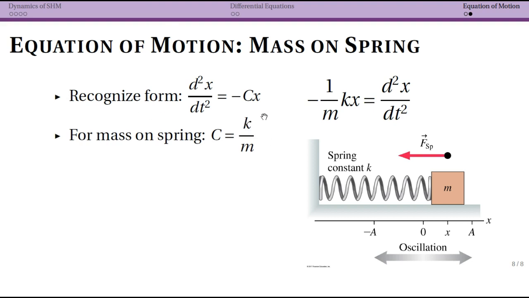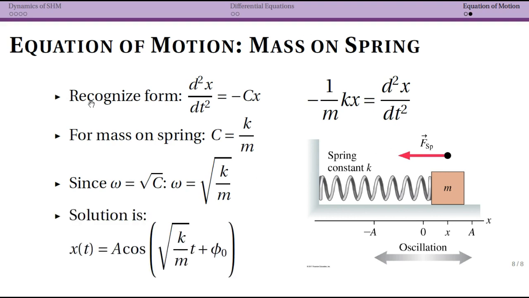And I see now that for a mass on a spring, c is equal to k over m. And again, not with the minus sign because the minus sign is explicitly out front. So c is equal to k over m, and we said that omega is equal to the square root of c in this case. So now my angular frequency in this case is the square root of k over m. So this is coming from whatever my situation is. Again, the spring constant and my mass. It is independent of how it started. So again, this is just from the system.